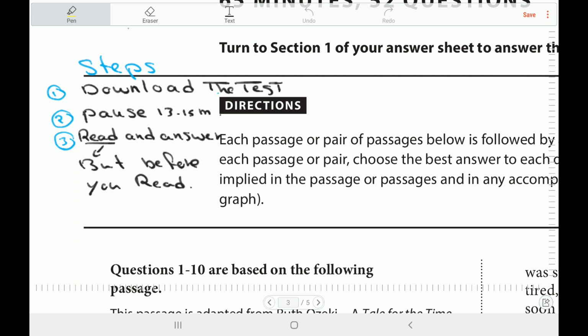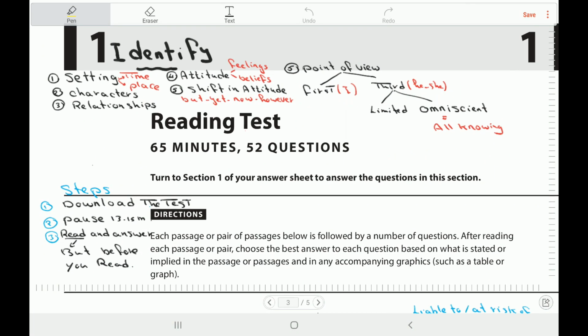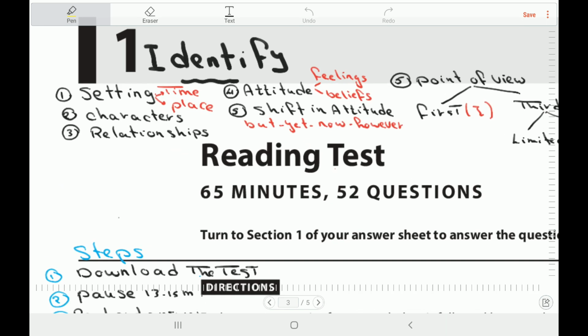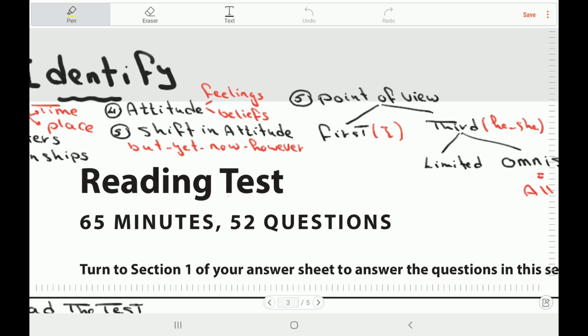But while reading, you have a task. Okay? So this is a fictional passage. So what's your task while reading a fictional passage? Actually, you have to identify 5 points while reading. 1. The setting, time and place, the characters, the relationships between the characters, the attitude of each character. How do they feel? What do they believe toward themselves, toward the others, and toward the environment and the surroundings?